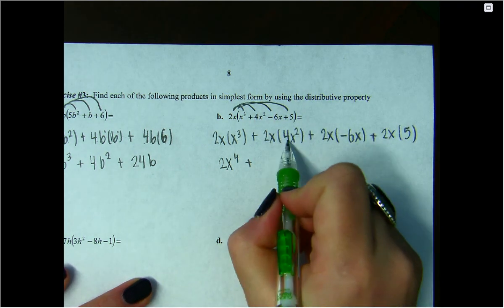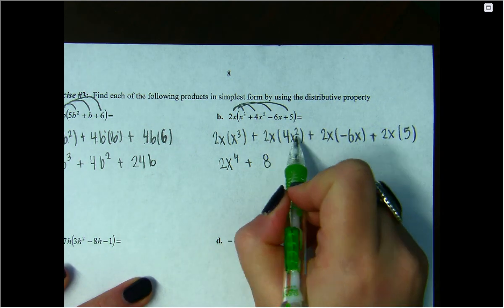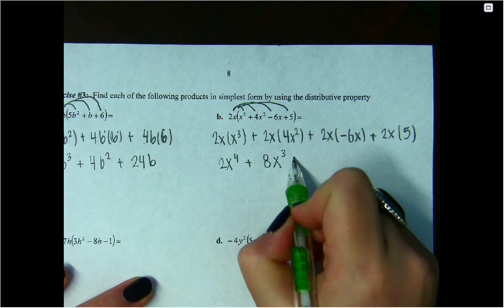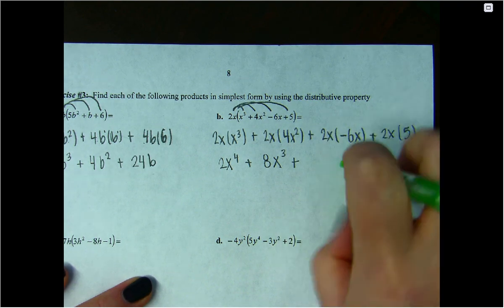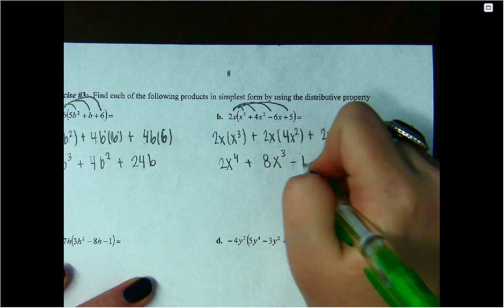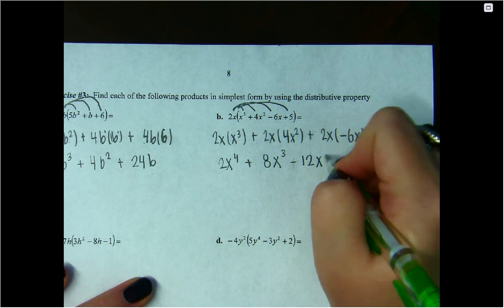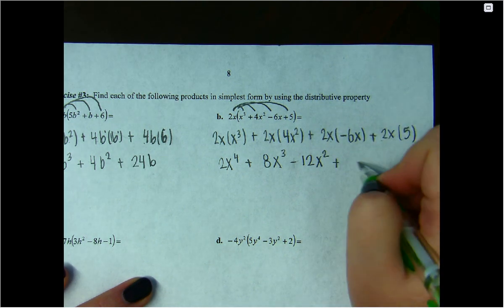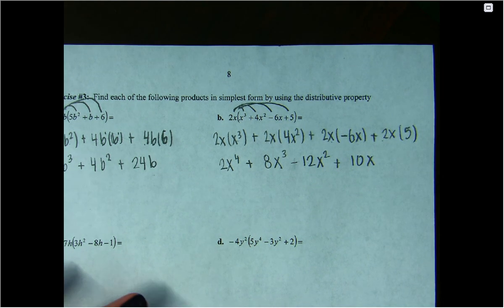I'm going to deal with my numbers. So 4 times 2 is 8. And then x times x squared, well, I add my exponents. 2 plus 1 is 3. Okay, negative 6 times 2. Okay, so let me get rid of this plus sign. 2 times negative 6 is minus 12. And x times x, well, I add my exponents, is x squared. Okay, and the last one, 2 times 5 is 10. And then x comes along for the ride. Nothing to combine it with.